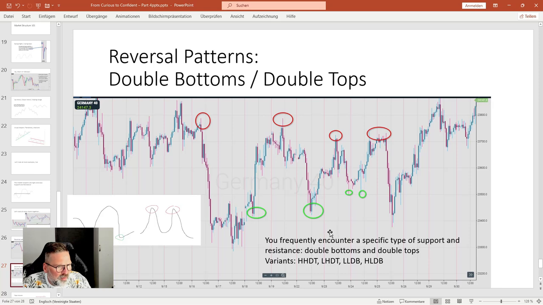Variants of double bottoms can be higher high double tops, lower high double tops, lower low double bottoms, and higher low double bottoms. What that means is just simply that they don't need to align picture perfectly. Sometimes that high is a little bit higher, sometimes it's a little bit lower, sometimes that low is a little bit lower or a little bit higher. So what does that mean?